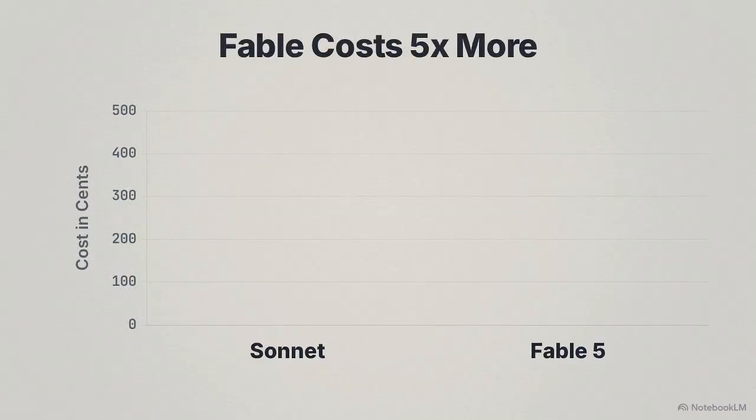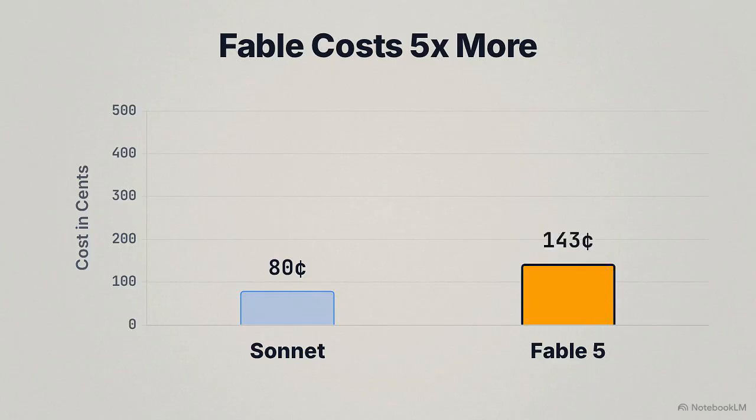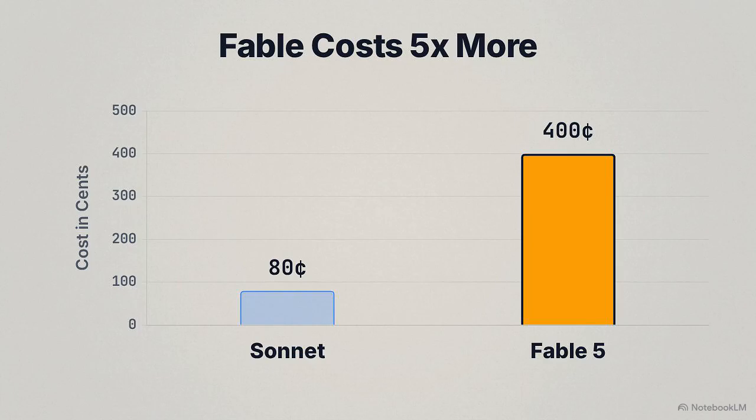This bar chart compares the cost of a single planning pass. Reading 200,000 tokens and writing 40,000 costs about 80 cents on Sonnet, but that exact same volume costs $4 on Fable. It is exactly 5 times the price.